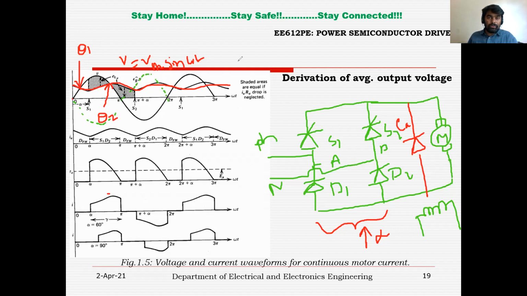Okay. Now again, you can see two more points here. At this particular point, the back EMF and the input voltage are intersecting. Let us say theta3. Here also, the back EMF and input voltage are intersecting. Let us say theta4. Right.